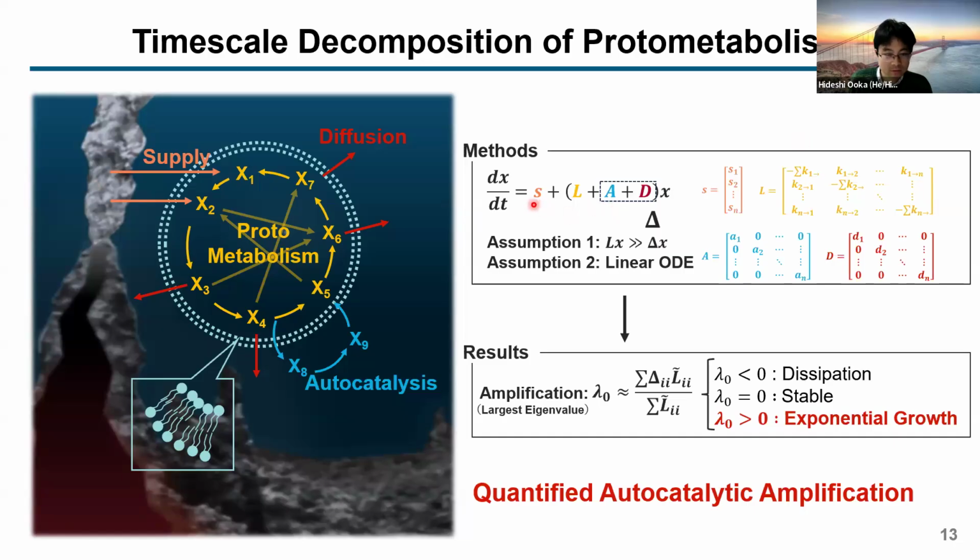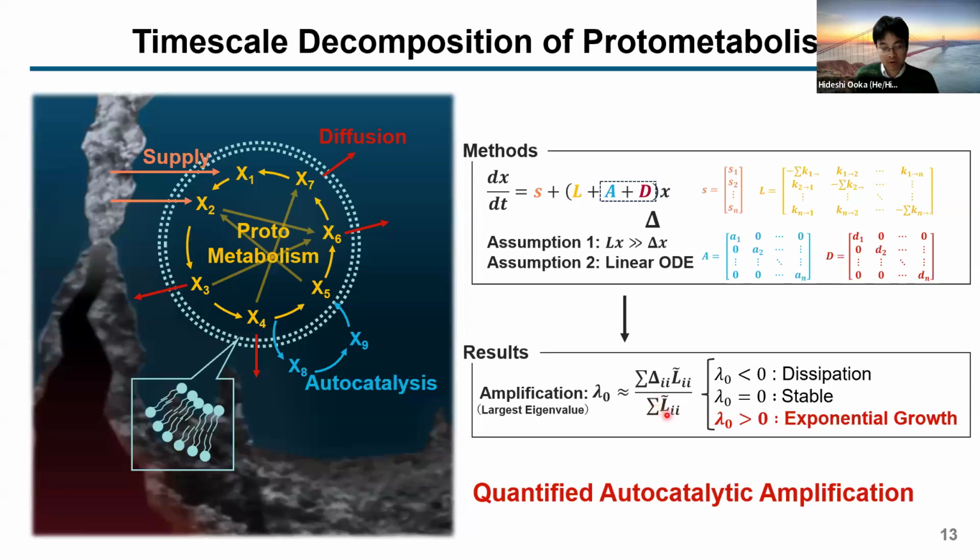So we have a conserved part. I put this L for Laplacian, but anyway, this is the conserved part. And then we have something that corresponds to autocatalysis and diffusion. For both of these, I'm still assuming single particle mass action, so they're both diagonal matrices. Because they're both diagonal matrices, we can just call their sum delta. And then just applying the same timescale decomposition, we can calculate the eigenvalue of this network.